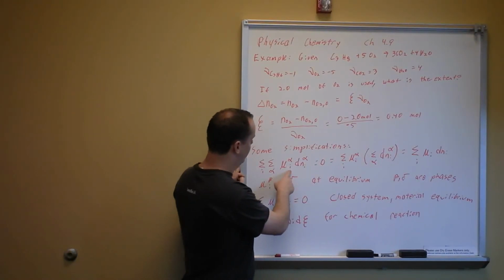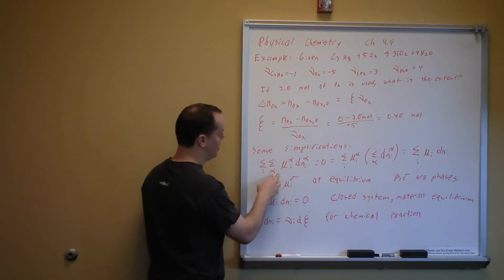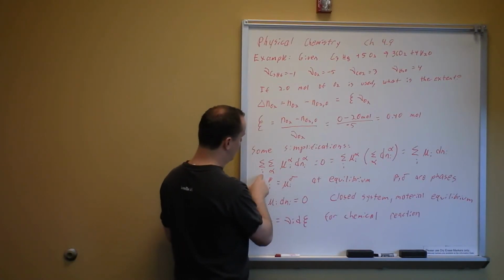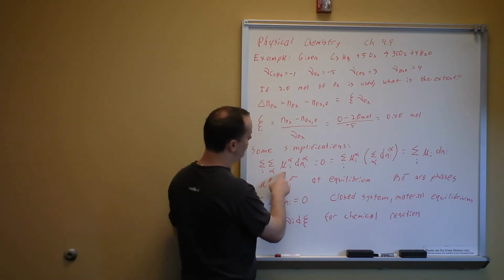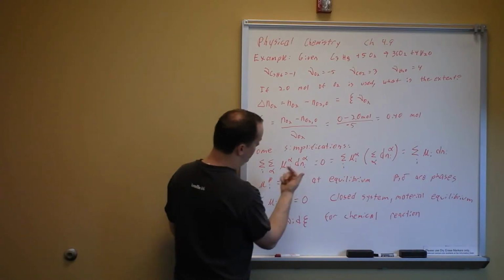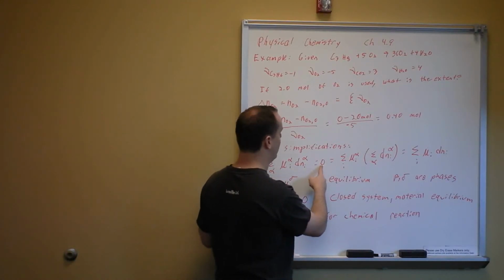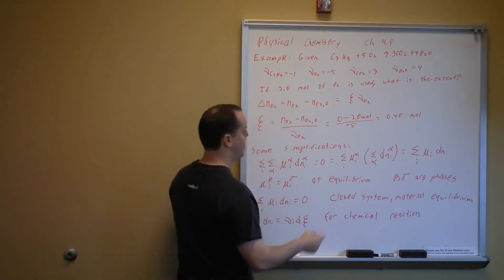Every substance I is going to be in phase alpha. So we have a double sum here. We have the sum over all the phases alpha and all the substances I of nu with respect to, times the change in the number of moles. And that's equal to 0.